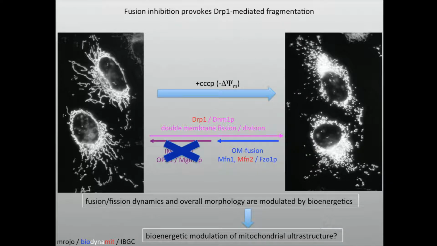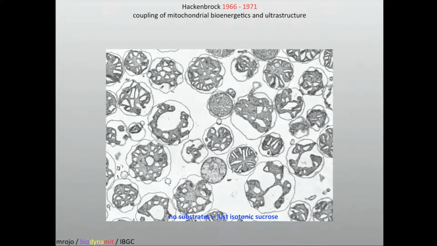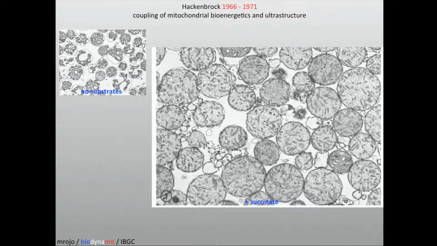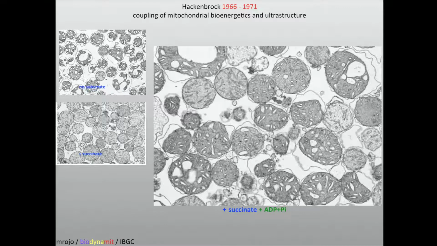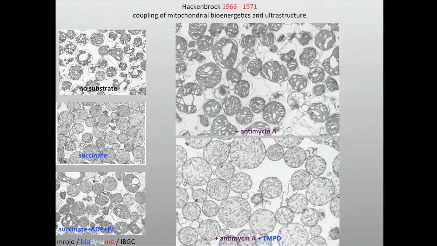So fusion-fission dynamics and overall morphology are modulated by bioenergetics, and this is also seen in cases where not such a drastic effect is imposed, but rather, for example, OXPHOS defects like in mitochondrial diseases. And Rodrigue has done a lot of work in this direction. So this is what happens, for example, when you add CCCP, that's how you achieve this massive fragmentation.